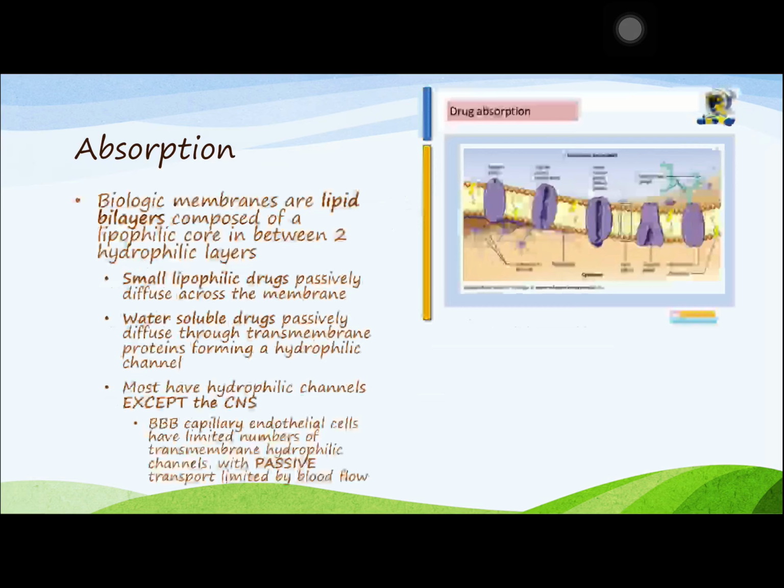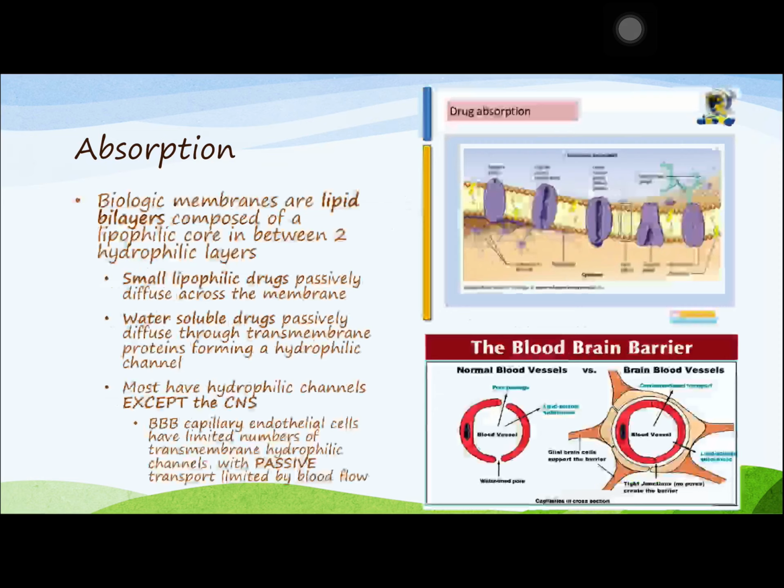The blood-brain barrier prevents entry of non-specialized drugs into the CNS. They are composed of capillary endothelial cells with a limited number of transmembrane hydrophilic channels with passive transport. This transport is limited by cerebral blood flow.